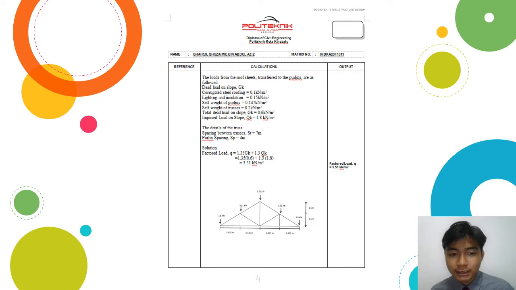So we got 3.51 kilonewton per meter square. So this is what we got: 3.51, 3.51, 3.51, 1.8, because we divided by 2.